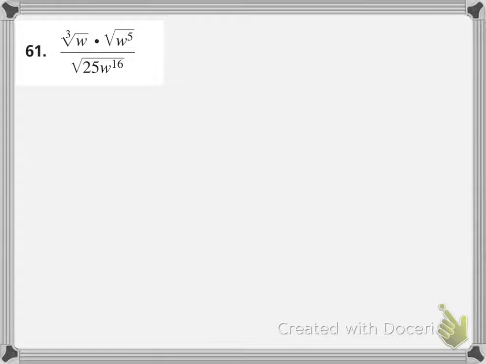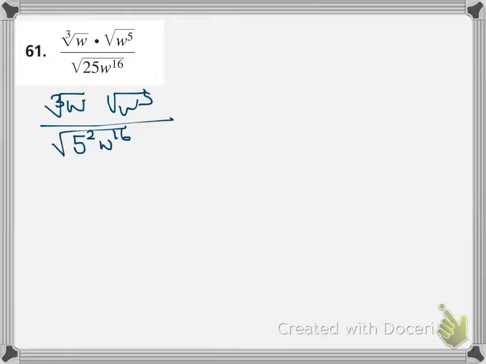This is number 61 on 5.2, day 3. So let's simplify first the bottom one. So I'll rewrite the top. Then the denominator, let's write that as 5 squared w^16, and that's still a square root. So I know the 5 comes out perfectly, so let me take out the 5.